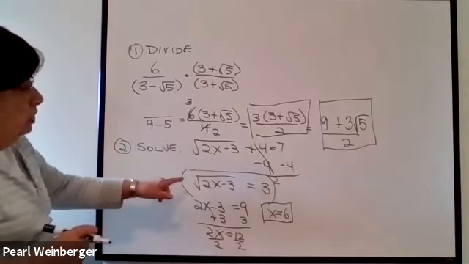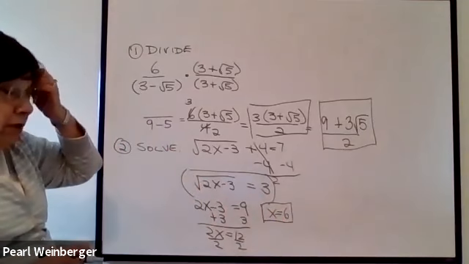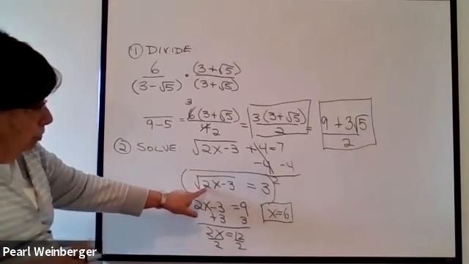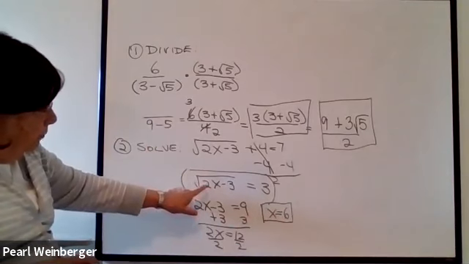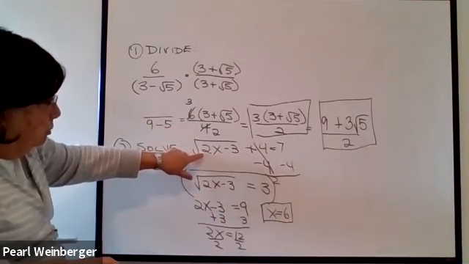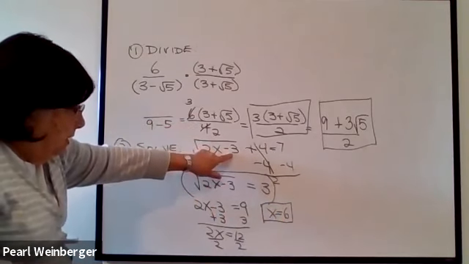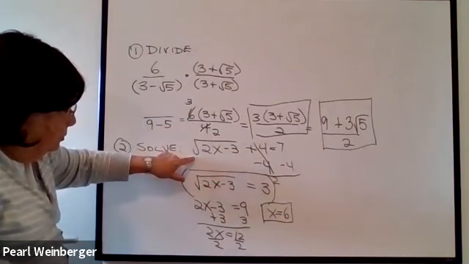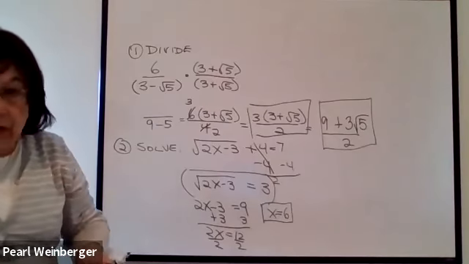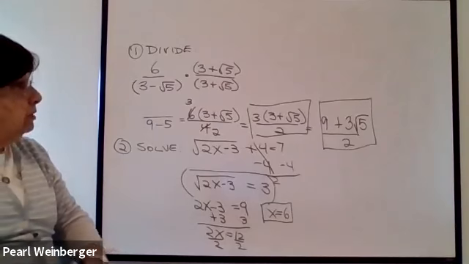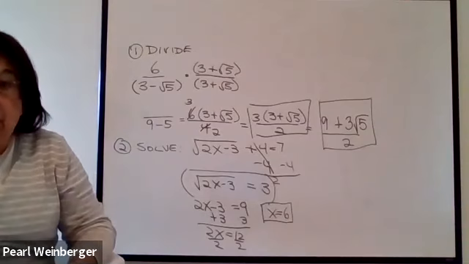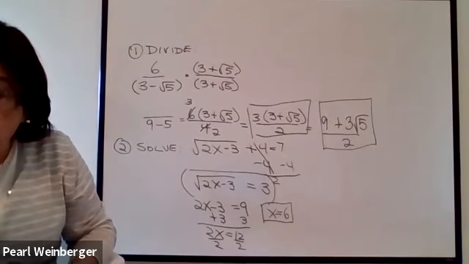And I always check the answer because there might be an extraneous root. Notice I'm just going to check it in my head. We have to go back to the original equation. 2 times 6 is 12. 12 minus 3 is 9. The square root of 9 is 3. 3 plus 4 gives me 7. It definitely works. It is the correct answer. The answer is 6. So that's where we had left off last time when we were doing these radical equations.